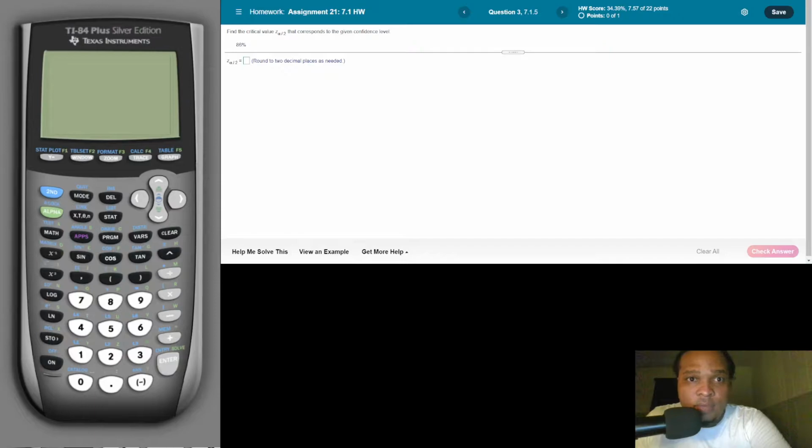It says find the critical value of the Z alpha over 2 that corresponds to the given confidence level. The confidence level here is going to be 86%. So to begin, all you have to do is make a histogram. And you're going to put that 86% right down the middle. So you don't have to be perfect.